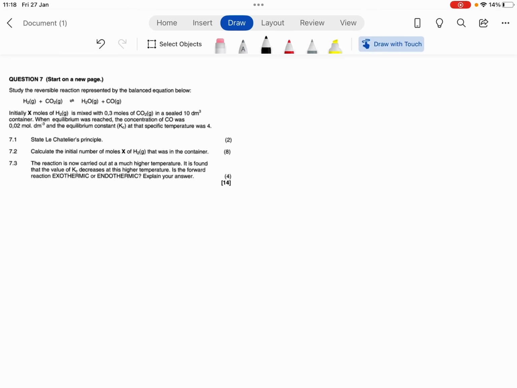Today we'll be looking at question 7. The question reads, study the reversible reaction represented by the balanced equation below. Initially, X moles of H2 gas is mixed with 0.3 moles of CO2 gas in a sealed 10 dm3 container. When equilibrium was reached, the concentration of carbon monoxide was 0.02 mole per dm3 and the equilibrium constant Kc at that specific temperature was 4. State Le Chatelier's principle. Okay, so for 7.1 it's just a simple definition question.